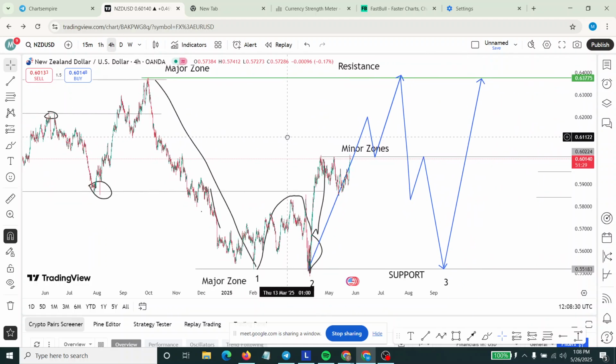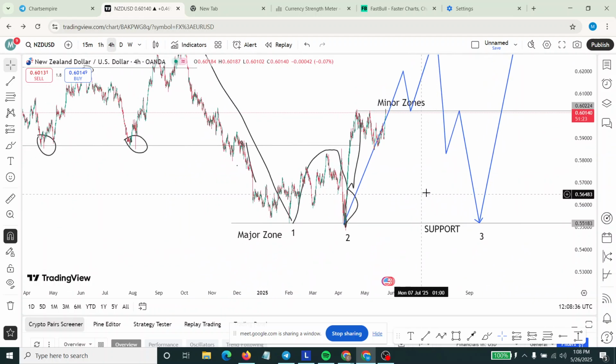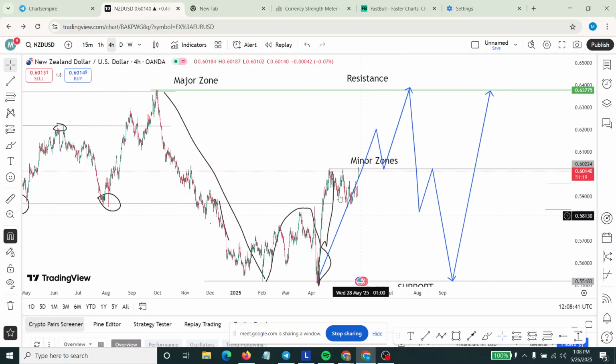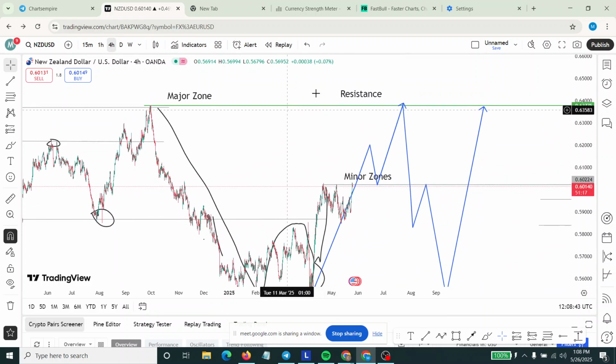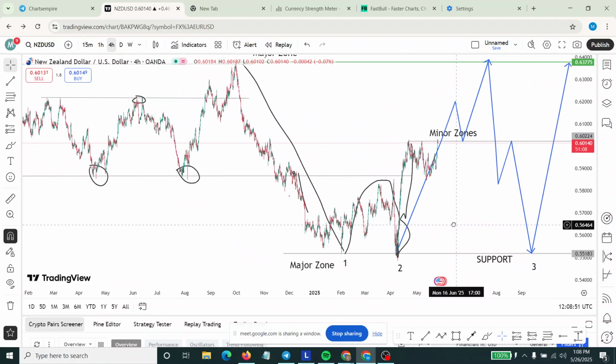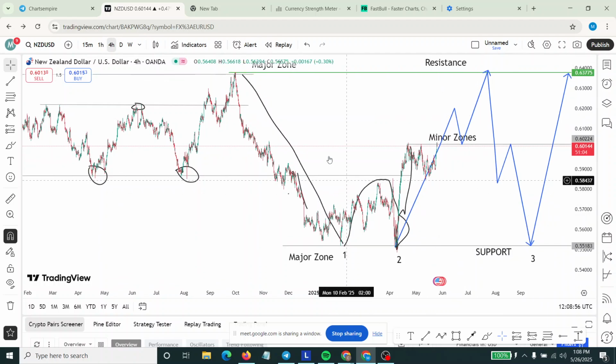We can see that with this New Zealand USD, which is NZD USD, we have a major zone here, and at the opposite ends you can see this is the resistance. It is a major resistance. This is a major support. So if you look at what happened on this chart now, you can see, why do we call this support a major?